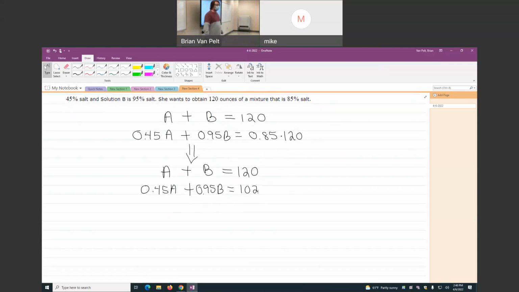0.85 times 120. So he wants mine, I guess. Okay, we're in the same boat we were last time. You could do substitution or elimination. I'm going to do elimination again, and I'm going to multiply the first equation by negative 0.45.